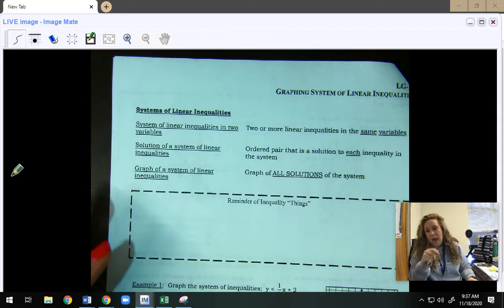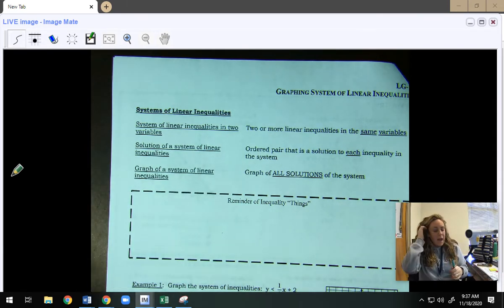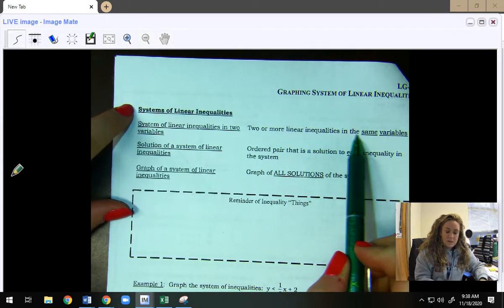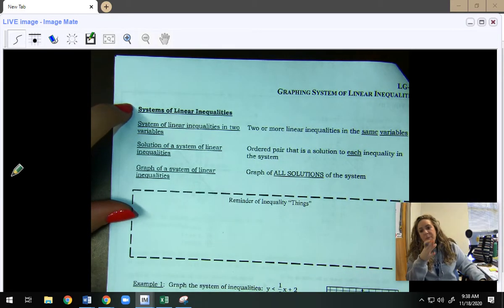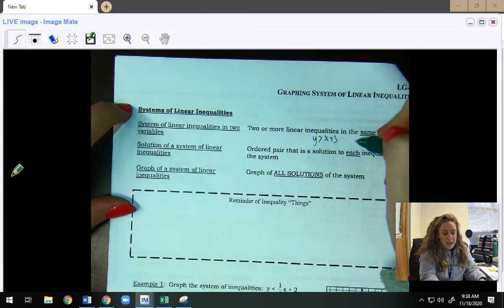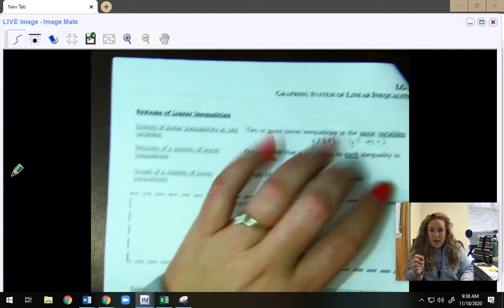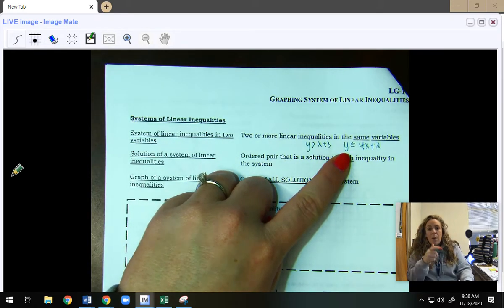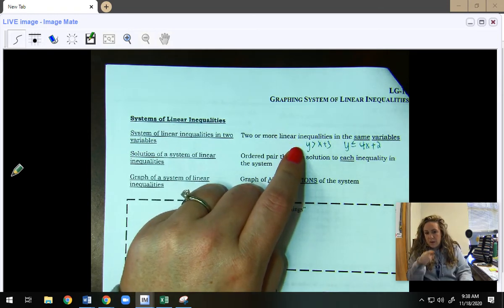So this is our last lesson, LG-10, and this is still graphing inequalities. Only right now what we're doing is graphing a system of inequalities. A system of inequalities is two or more linear inequalities in the same variables. So what does that mean? It means you have something like y is greater than x plus 3 and y is less than or equal to 4x plus 2. This has a y, this has a y, this has an x, this has an x. So they have the same variables, but it's a system, so there's more than one inequality.